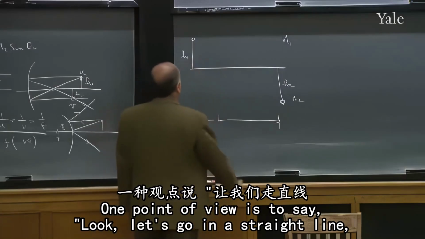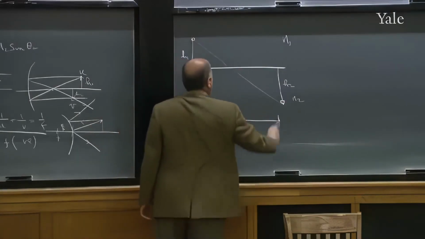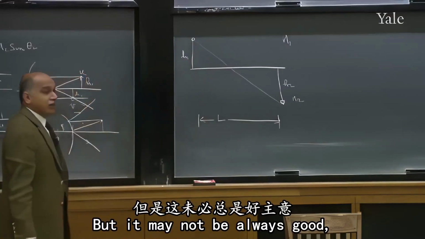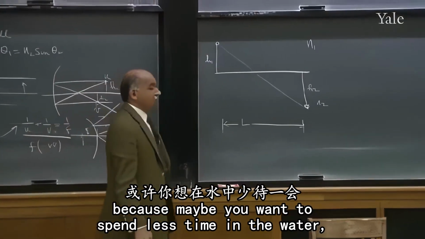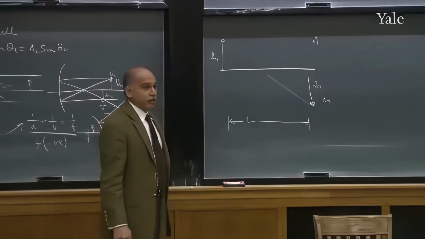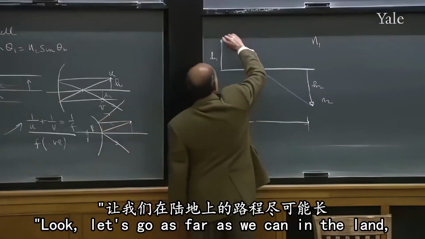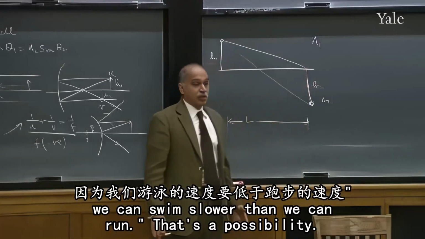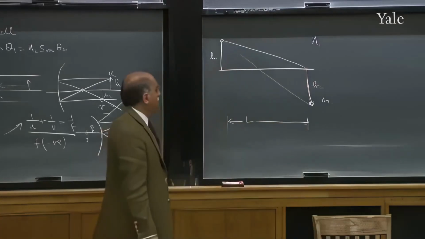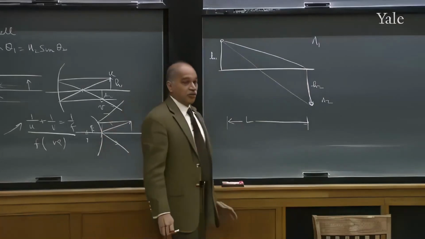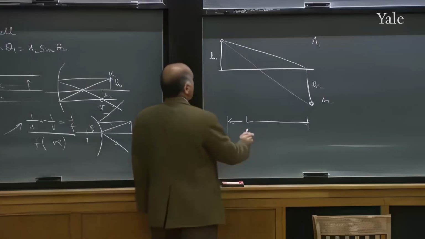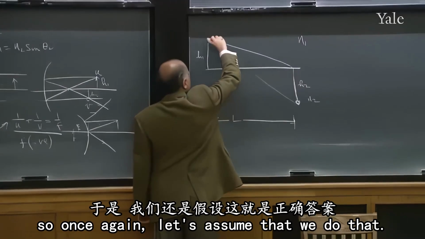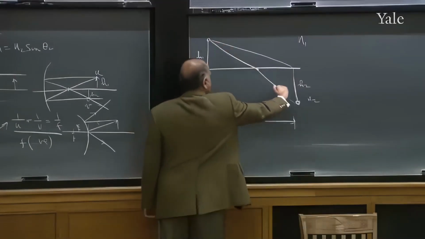One point of view is to say, look, let's go in a straight line, because we have learned that's always good. But it may not be always good, because maybe you want to spend less time in the water because you are slower in the water. So one point of view is to say, look, let's go as far as we can on the land and then minimize the swimming time because we swim slower than we can run. That's a possibility. Or you can draw all kinds of possibilities. So we're going to find one that had the least amount of time. If this happens to be the answer, it should turn out in the end. So once again, let's assume that we do that.